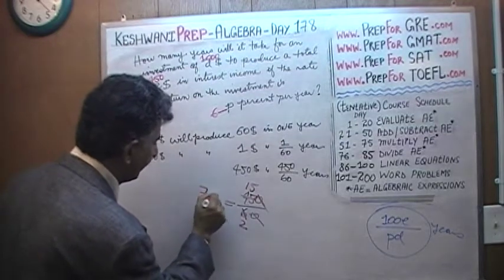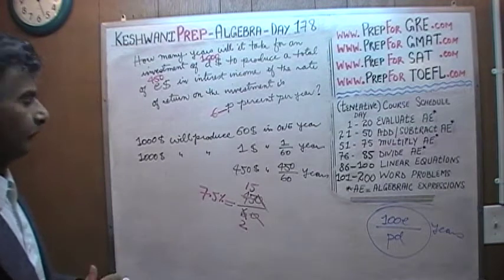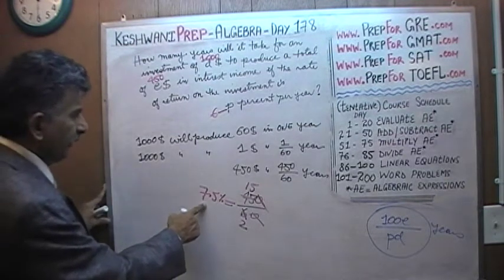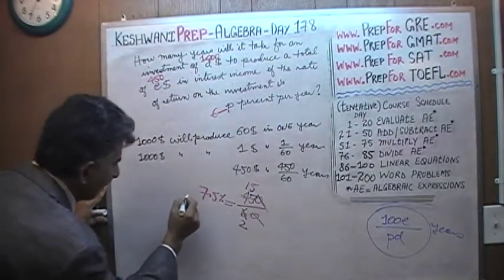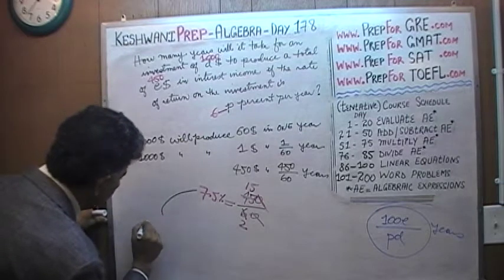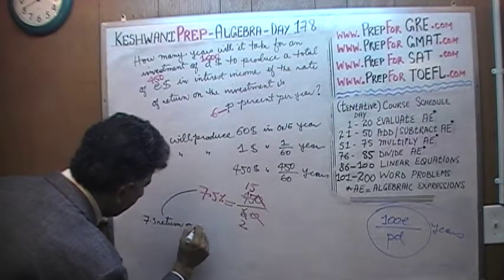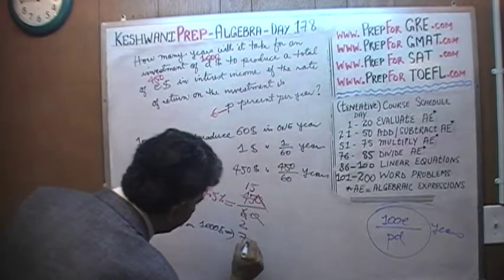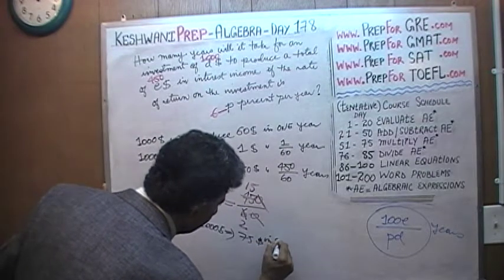Looks like it is 7.5 years. The answer is 7.5 years. Let's quickly see if it makes sense. A return of 7.5%, 7.5% return on $1,000 implies a return of $75 in 1 year.